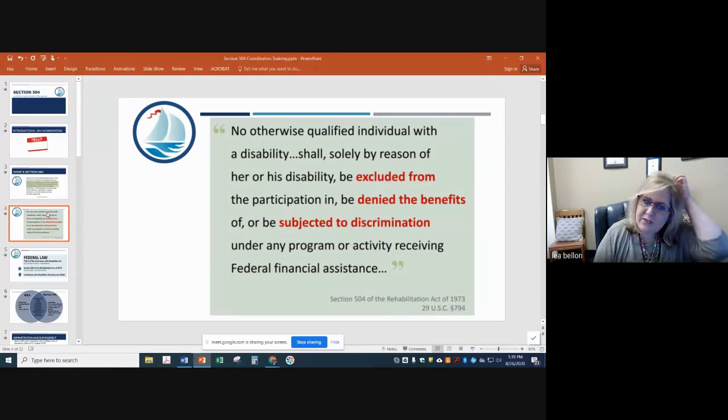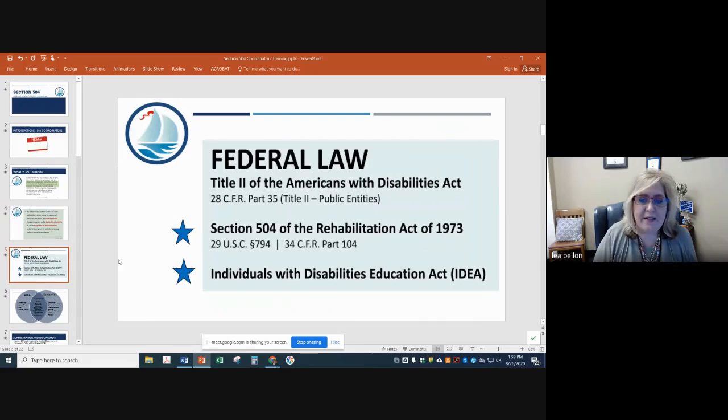No otherwise qualified individual with a disability shall solely by reason of her or his disability be excluded from the participation in, be denied the benefits of, or be subjected to discrimination under any program or activity receiving federal financial assistance. So if a student has a disability, then we certainly need to make sure that they have all of the accommodations and that all of their needs are met, whether it is through an IEP or a 504. And again, this is federal law, Section 504 of the Rehabilitation Act of 1973. And we're going to talk a little bit about how this compares to IDEA as well.